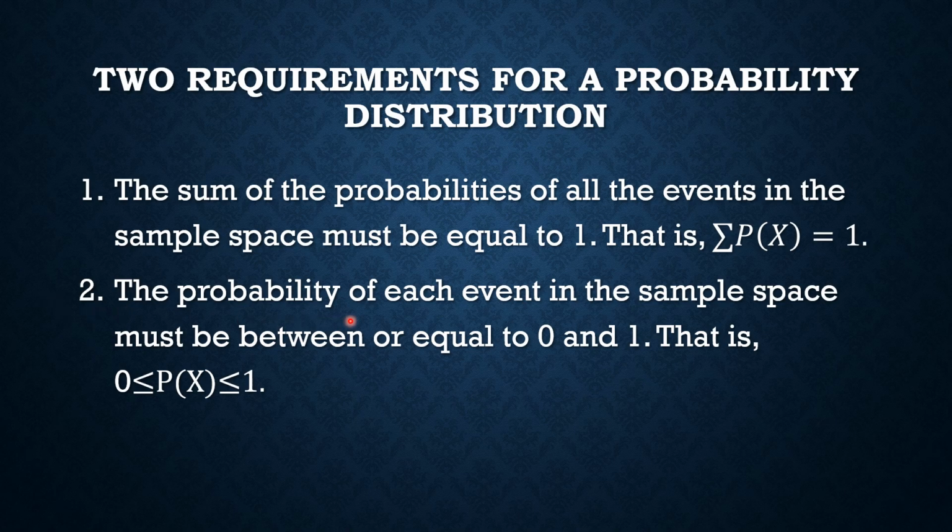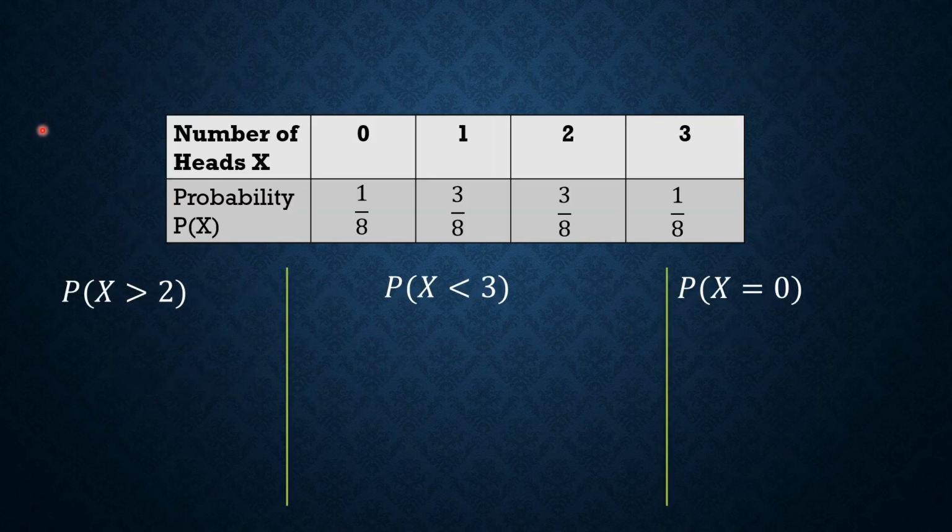Next is the probability of each event in the sample space must be between or equal to 0 and 1. That is, the probability of each event must be greater than or equal to 0 but less than or equal to 1. Let's take a look at the example given here.